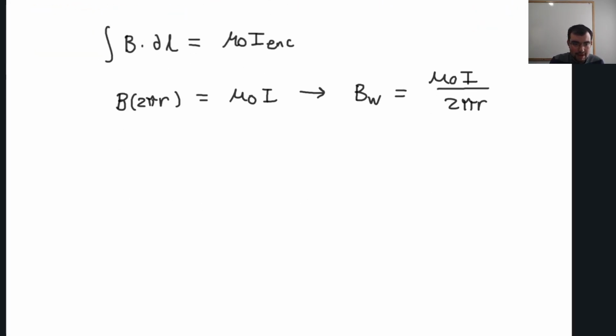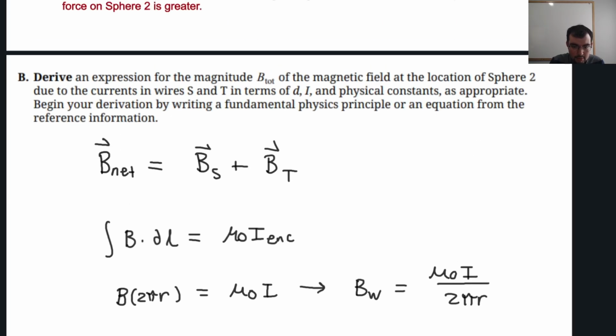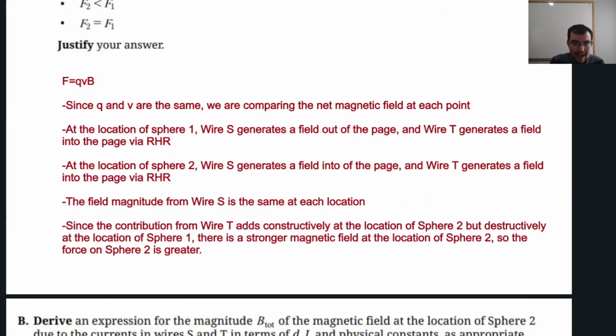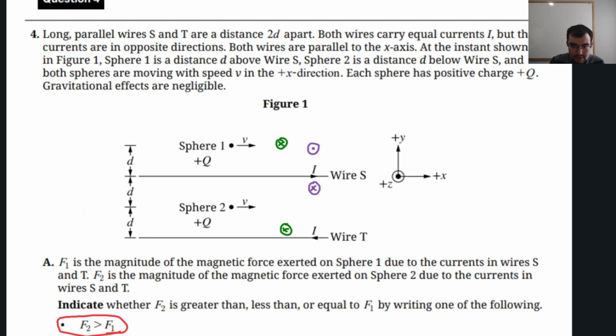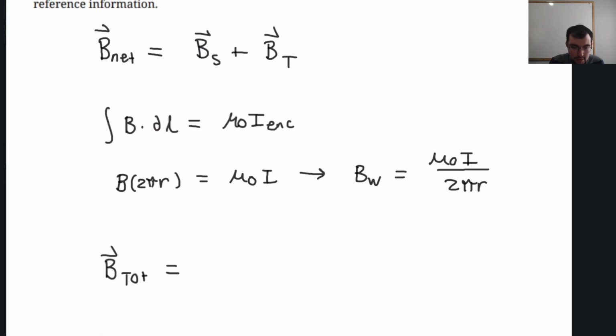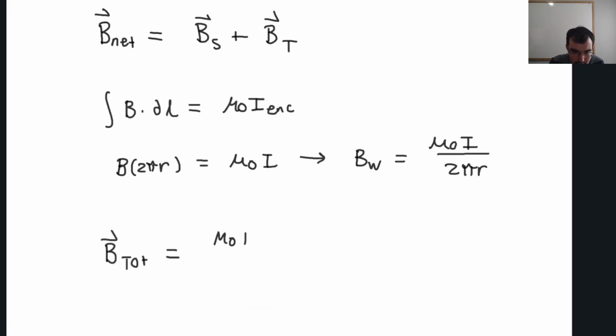Then we just apply the net magnetic field relationship. So the net magnetic field is going to be, well, wire S puts an into the page field. So I have mu naught I over 2 pi d into the page.